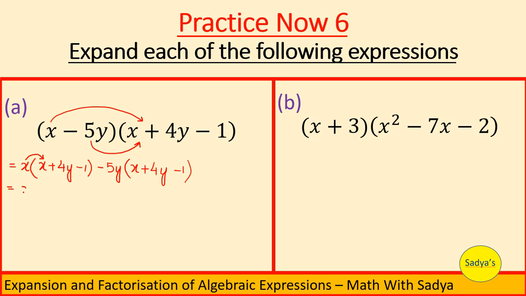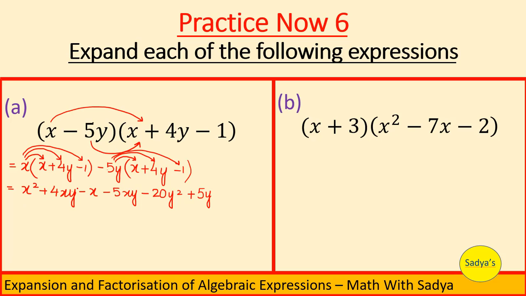X into x is x squared. X into 4y is plus 4xy. And x into negative 1 is equal to negative x. Now let's multiply negative 5y to the contents of the second bracket. So minus 5y multiplied with x is minus 5xy. Negative 5y into positive 4y is equal to negative 20y squared. And negative 5y when multiplied with negative 1 gives us positive 5y.